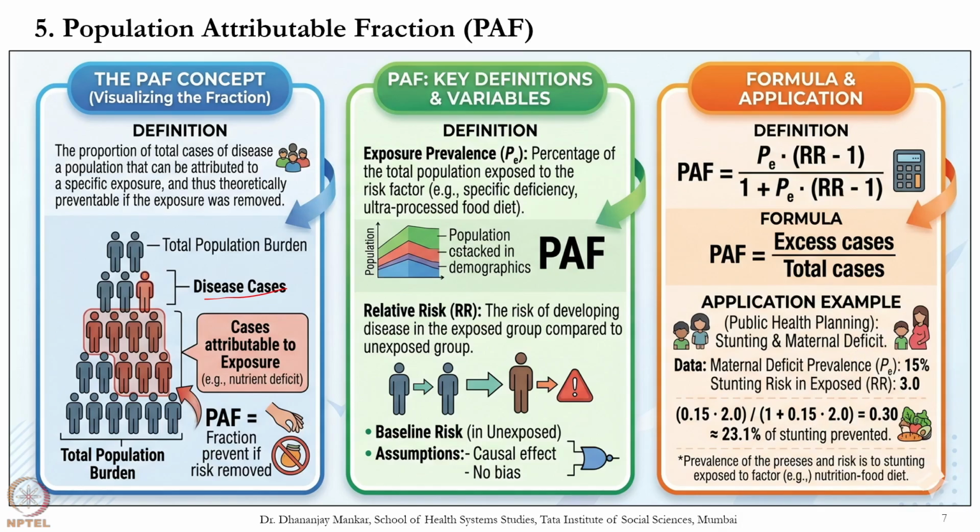The formula for PAF is, you can say, excess cases divided by the total cases. The application of PAF is in public health planning, stunting, maternal deficiency, and a lot of things to understand the nutritional epidemiological benefits. The prevalence of the processes and the risk to stunting, exposure to a factor, for example nutrition food diet, is something you can say the application of the PAF being seen as.